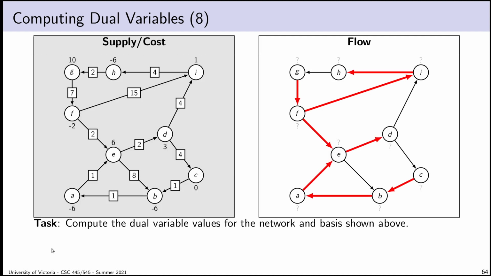All right, so we'll go back to our longer example here. The question is, can we compute the dual variable values for each of these vertices with this basis? So it's actually the same basis as earlier. The key thing is, unlike earlier, we're not going to be starting at the leaves and working our way up. We're going to start at the root and work our way down.